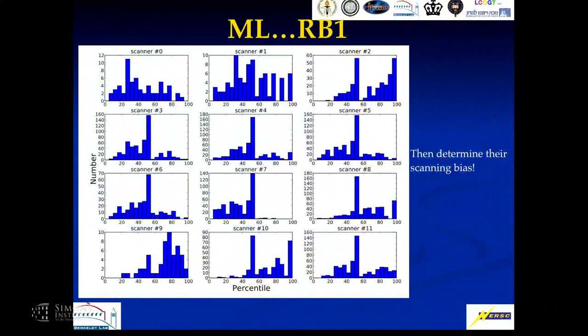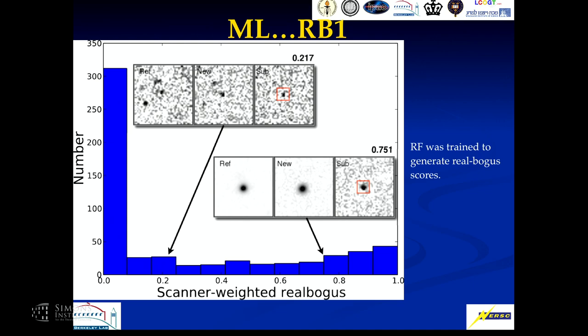And then by quantifying the bias of each scanner, so some scanners were more optimistic, they tended to call things more likely to be real, whereas others were more likely to call things bogus. By quantifying the bias of the scanner relative to the group, these labels were created for these objects and a training set with this distribution of scores from 0 to 1 was put together. And then a random forest was trained on this. It was a very, very small sample, just about 1,000 objects, to generate these so-called real bogus scores. So something with a real bogus score of 1 is very likely to be real. Something with a real bogus score of 0, very likely to be bogus.